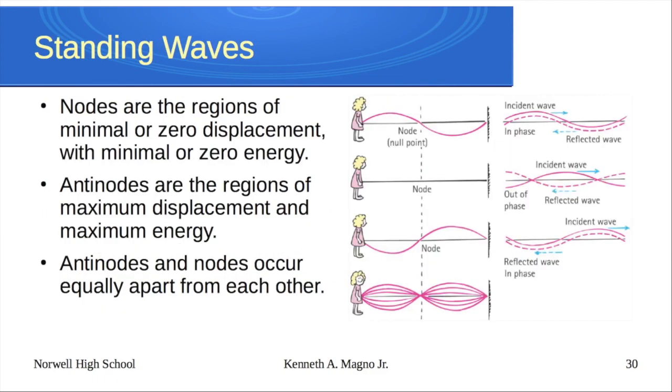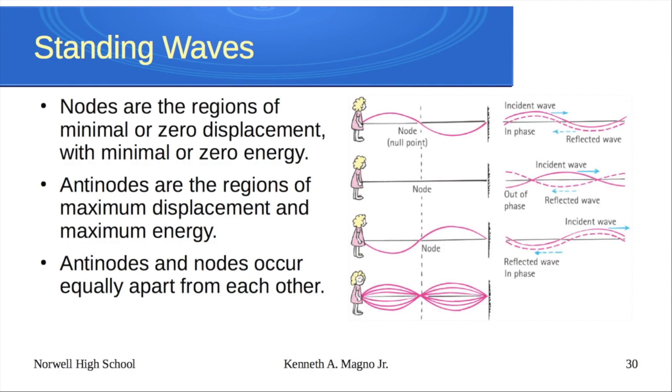Now, to form a lot of waves, we get things called standing waves. With a standing wave, you normally have some fixed points for the wave. Those fixed points are called nodes. They're areas of the wave where there's minimal or zero displacement.